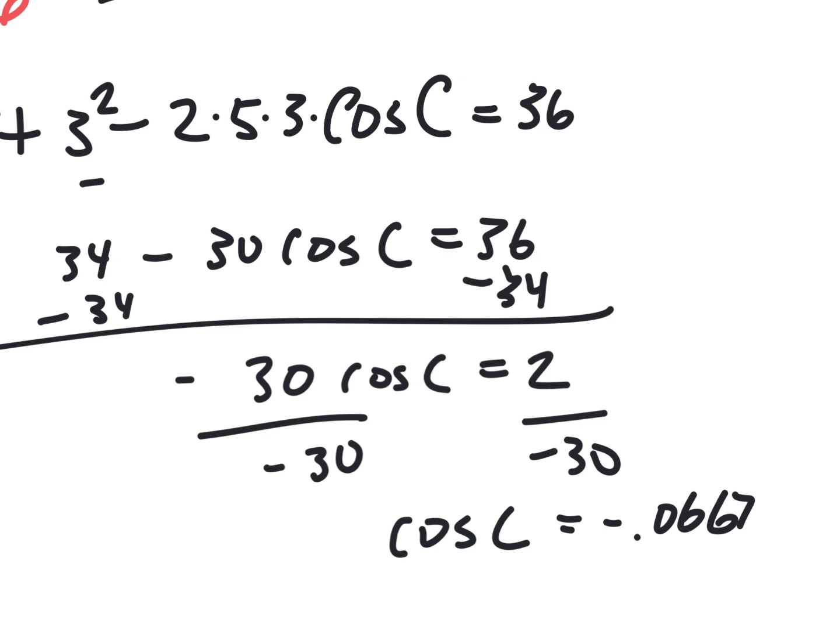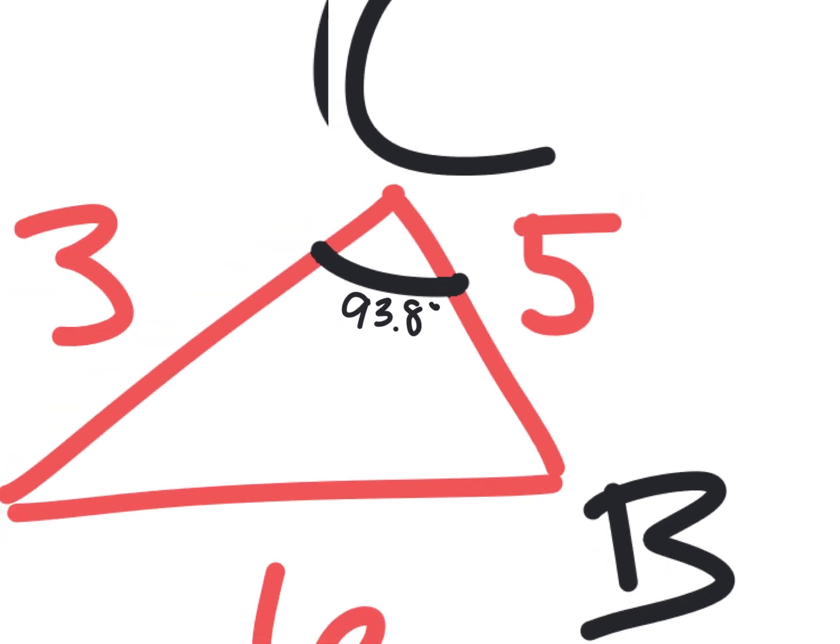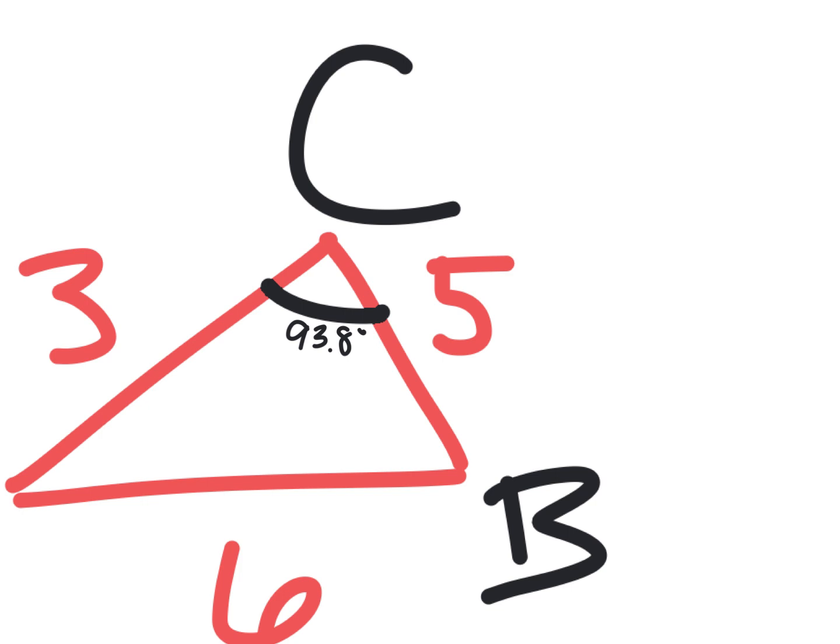I need a calculator for that. Inverse cosine of negative 0.0667. 93.8. Do you remember me saying it wasn't 90 degrees? Turns out it was 93.8 degrees. That make sense to you guys? How many of you guys got that one? Okay, cool. Now, this is a common trap.